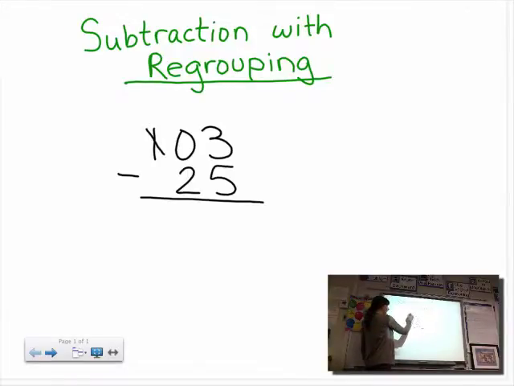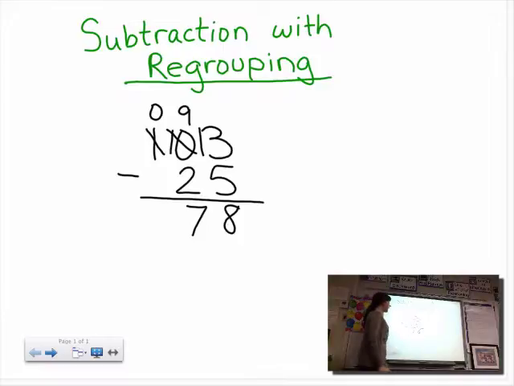When I regroup from the hundreds place, I now have 0 in my hundreds and 10 in my tens place. Now, when my 3 looks to regroup, we have value in our tens place to regroup from. Instead of having 10, we now have 9, and we bring it over, and we're left with 13 in our ones place. 13 minus 5 is 8. 9 minus 2 is 7. 0 minus nothing is 0.